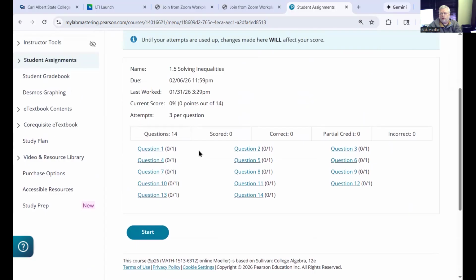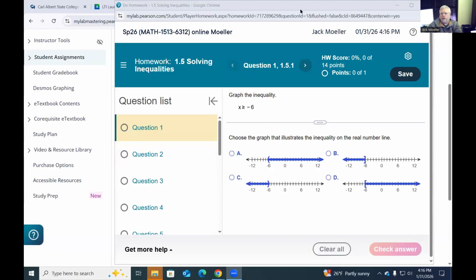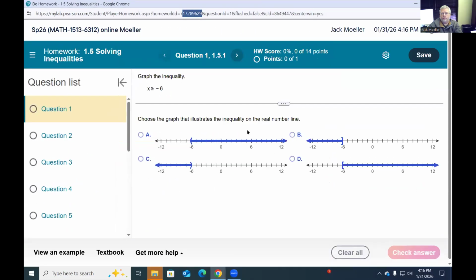All right, so there are 14 problems here. I didn't share it. Go back. When I changed screens, it didn't share. All right, so this is what I was talking about. The graphing part is multiple choice.